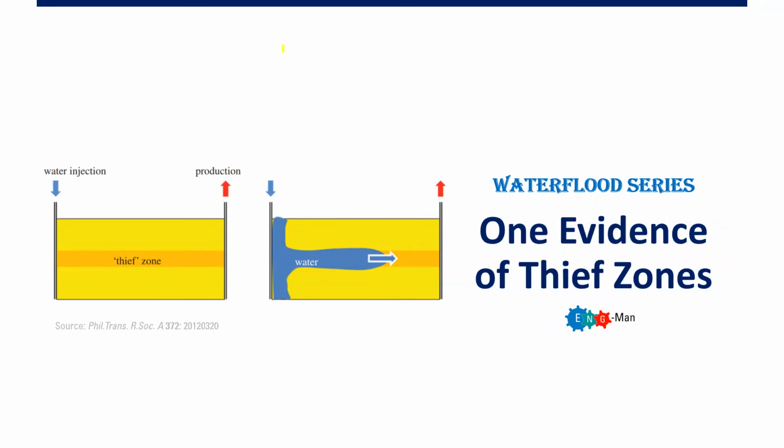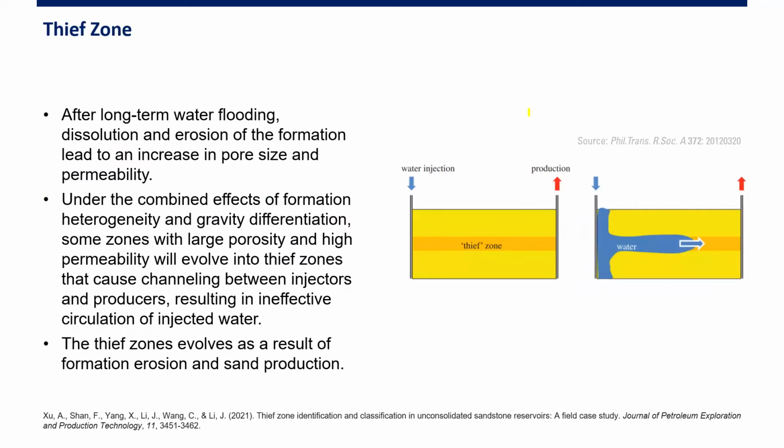So this time around, we will continue our water flood series and still about thief zones. Today's topic is about one evidence of thief zones. All right, so again, I take this material from this paper. You can find it on the internet.